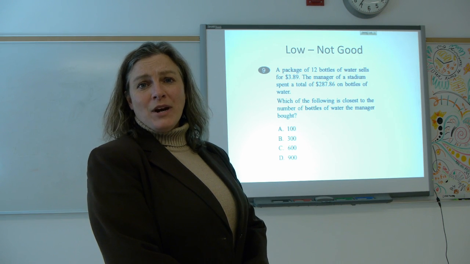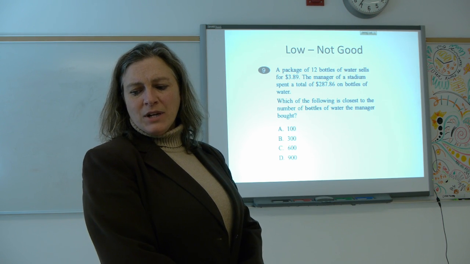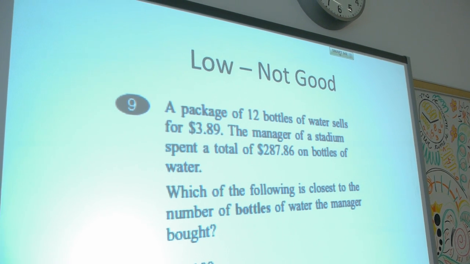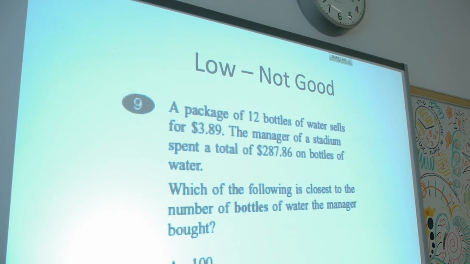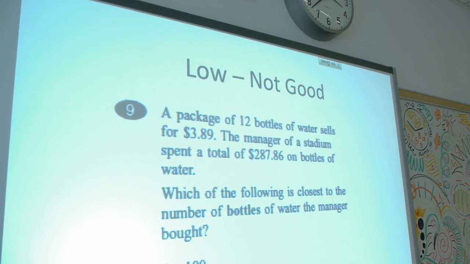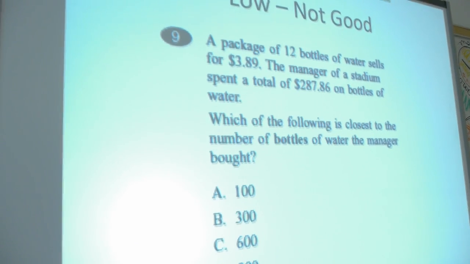Okay, so those were 3 great examples of items, and now I've got 3 not so great examples. The first one is a low-level example, and it reads: a package of 12 water bottles sells for $3.89. The manager of a stadium spent a total of $287.86 on bottles of water. Which of the following is closest to the number of bottles of water the manager bought?